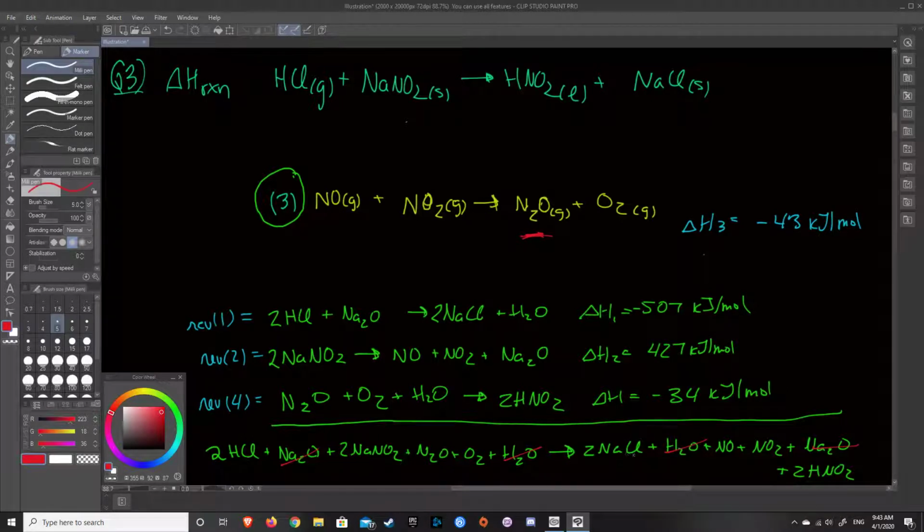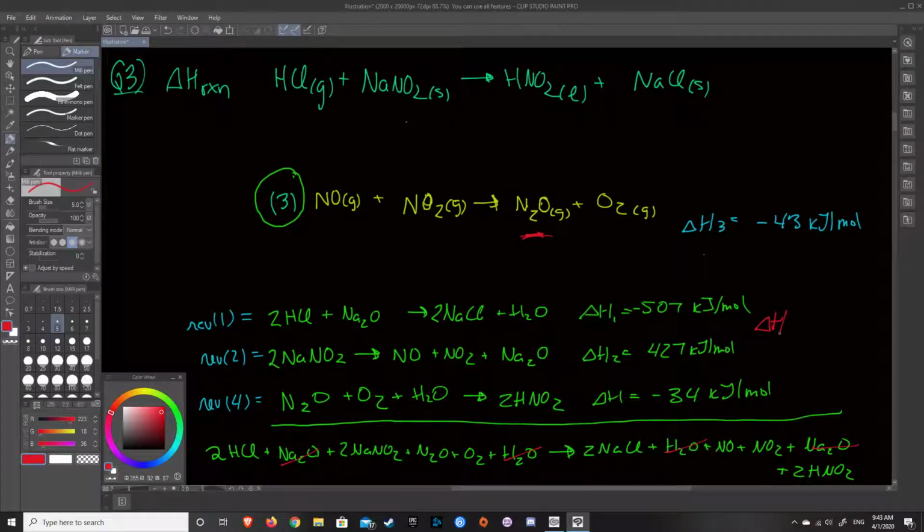NaCl we want in our final answer, and HNO2 we want in our final answer. We just don't want this NO2, so we've got NO2 and N2O we see down here that we don't want. So we've done the right thing. We've added all three of these together. So let's see what the new delta H value is, and then let's write out the equation that we have.